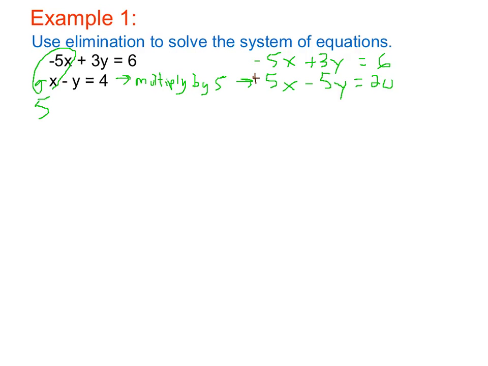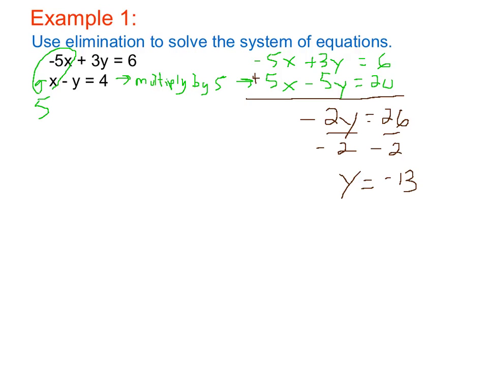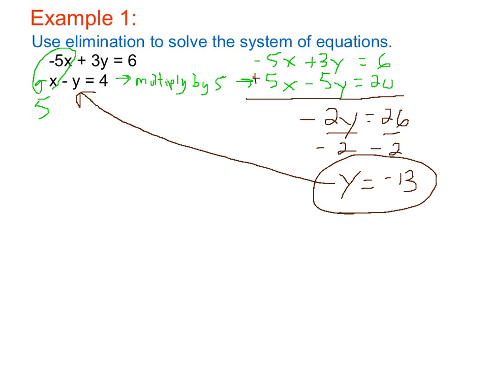if I can just add these two equations together, negative 5x and positive 5x is 0. Positive 3 and negative 5 is negative 2y. And if we add 6 and 20, we get 26. Divide by negative 2. So y equals negative 13. I'm going to take this now and plug it into the other equation there and solve for x.